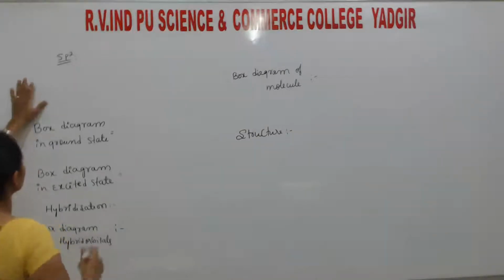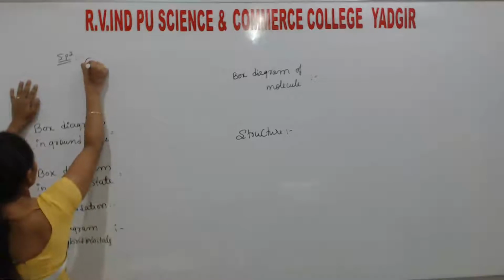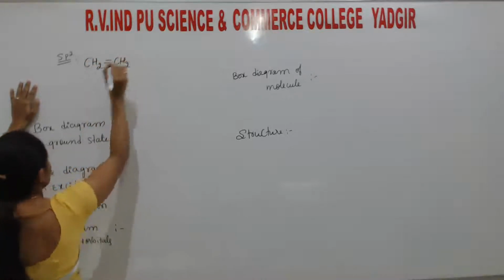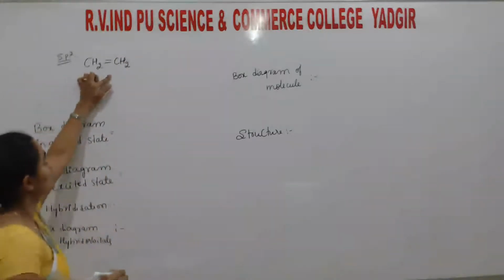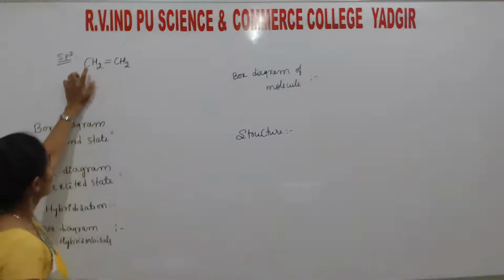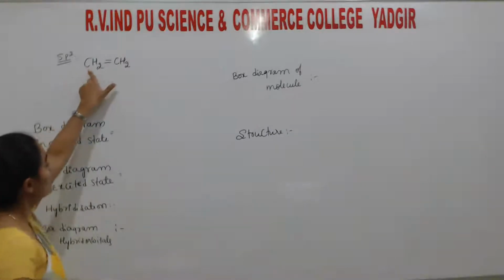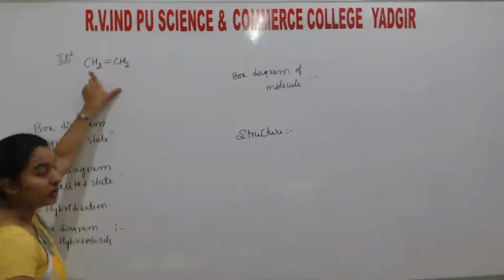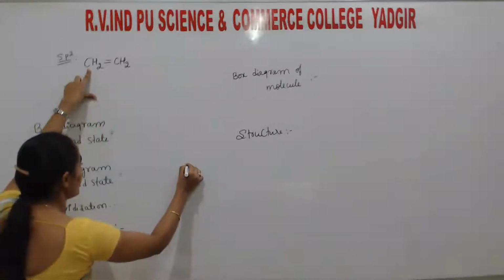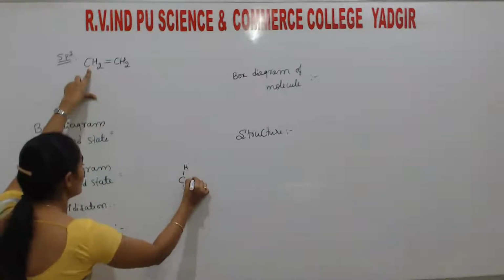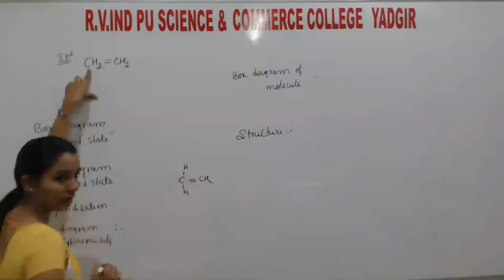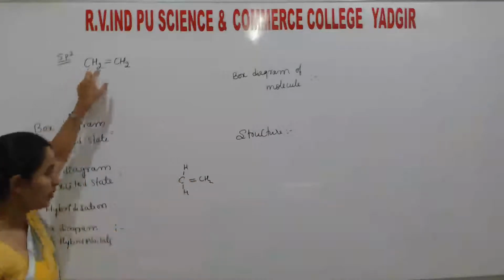Another example for sp2 hybridization is CH2=CH2. For this carbon, we need to write the bonding. Listen, this carbon is bonded to one hydrogen, another hydrogen, and doubly bonded to CH2. 1, 2, 3, 4 are there. I'll explain the hybridization here.